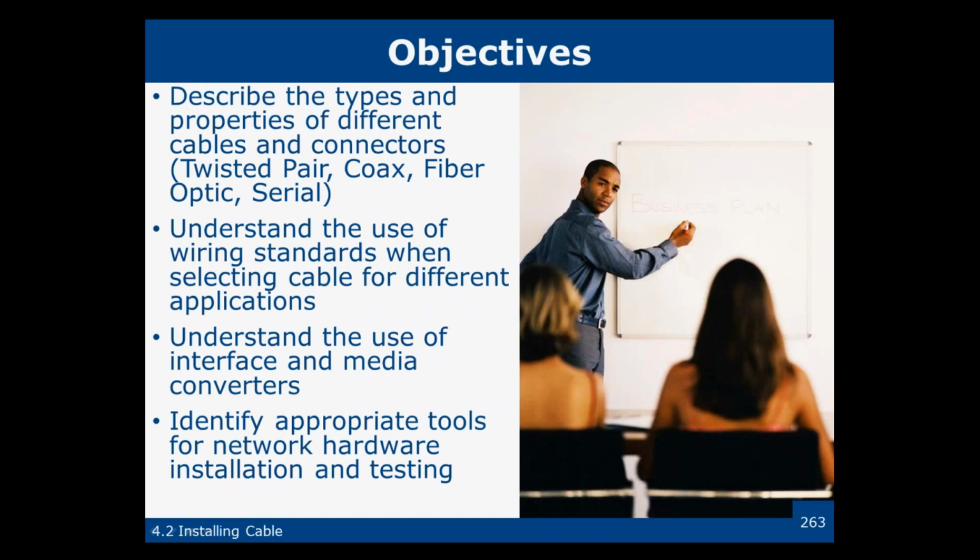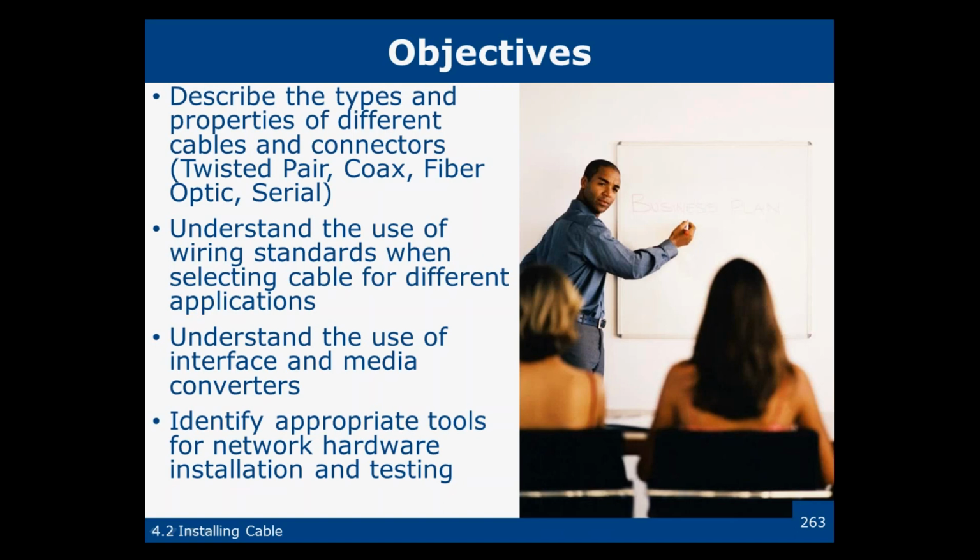Describe the types and properties of different kinds of cables and connectors, and we already did that. Twisted pair, coax, fiber optic, serial. Fiber optic is probably the preferred media because of its invulnerability to a lot of the interferences, but it's also pretty expensive to make. The fiber itself is not so expensive, but the connectors are, and the materials to put it together are. Where we talk about twisted pair, we have some RJ45 connectors and some scissors and crimpers, and we're ready to go with that.